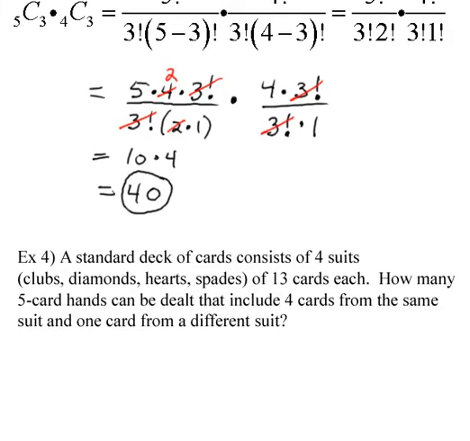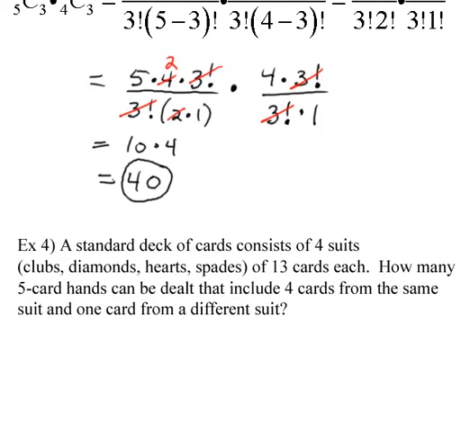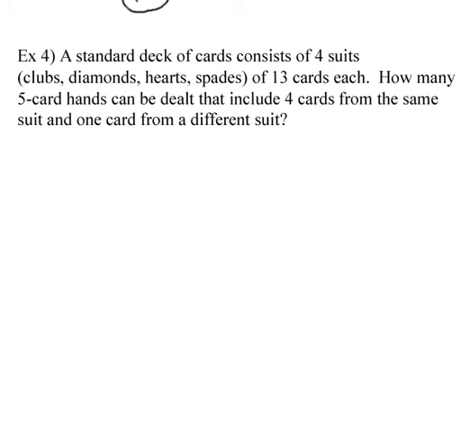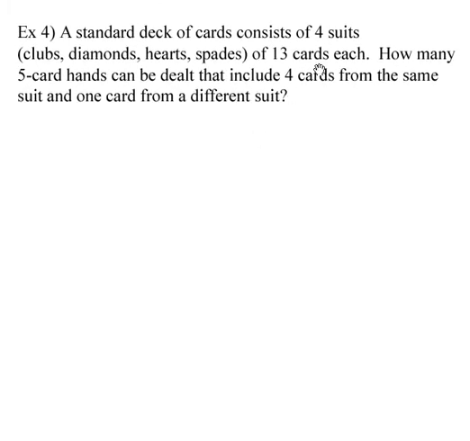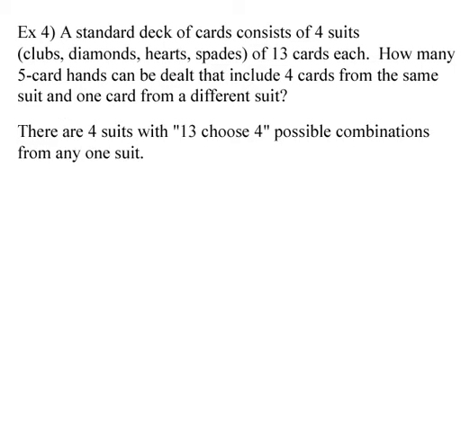All right, let's look at a game of cards for our 4th example. In a standard deck of cards, we have 4 suits. We have the clubs, diamonds, hearts, and spades. Each suit contains 13 cards each. We want to know how many 5-card hands can be dealt if we include 4 cards from the same suit and then 1 card from a different suit.